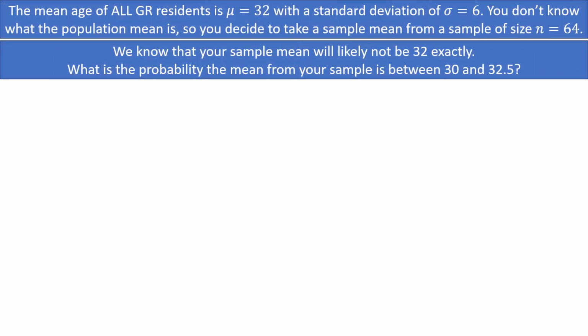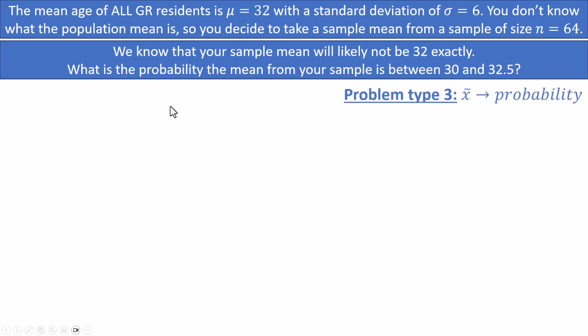All right, let's go ahead and try one more example. We have the same exact information up here, but the difference is going to be the question. Now they're going to ask what's the probability that the mean from our sample is between 30 and 32.5. We know that our sample mean should be pretty close to the population mean of 32, but it could be a little bit higher or lower. What's the chance that it's between 30 and 32.5?